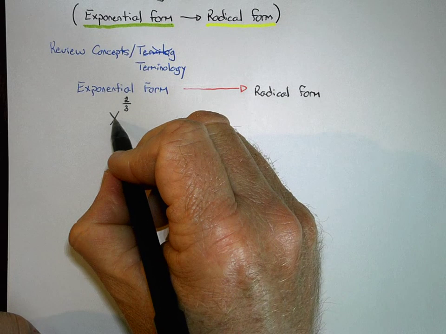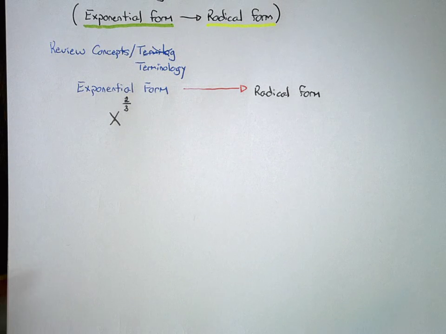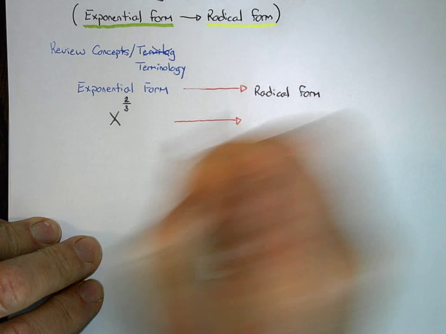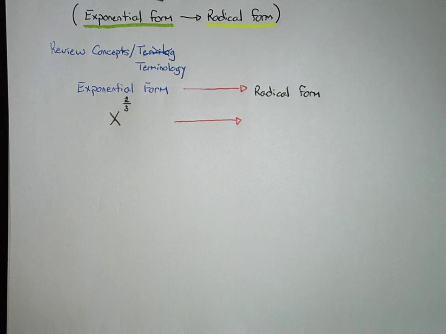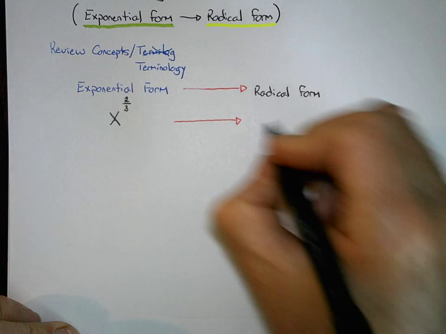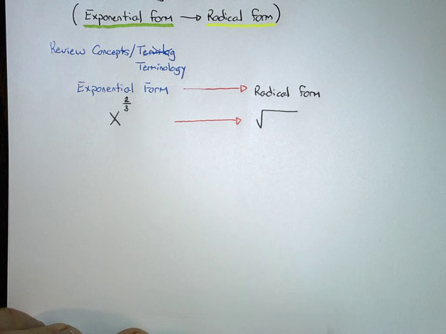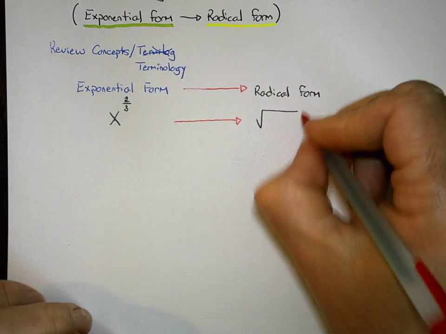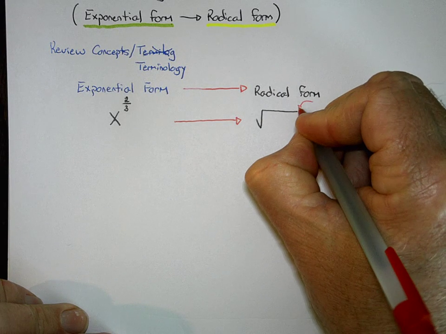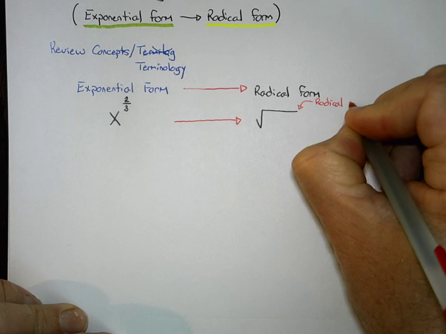Now recall, the x is called the base, and the 2/3 is called the exponent. What you need to know is how to take any expression in exponential form and convert it into radical form. Radical form is any expression that has this symbol in it. Some people erroneously call this the square root symbol, and that's partially true. This is actually what is known as the radical symbol.